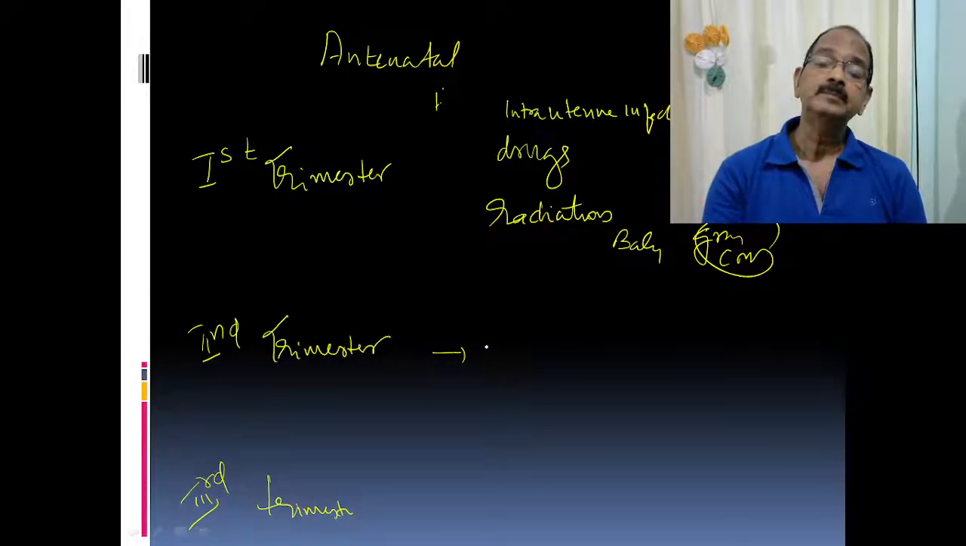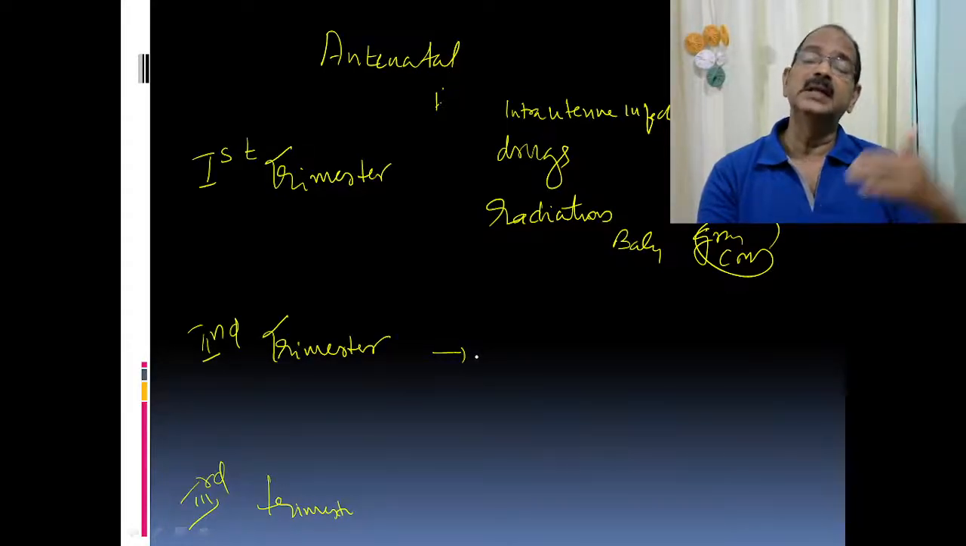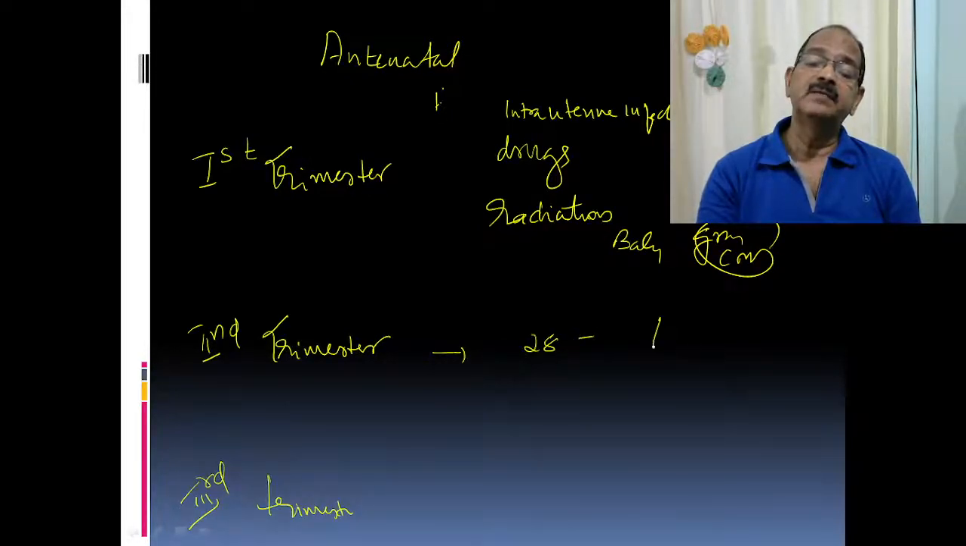And what about the second trimester baby? In the second trimester, growth in length happens, not much growth in weight. So by the end of 28 weeks, the baby weighs somewhere around 1 kg. All of us know that by the end of the third trimester, a term baby will be having 3 kg. Second trimester end, just 1 kg.